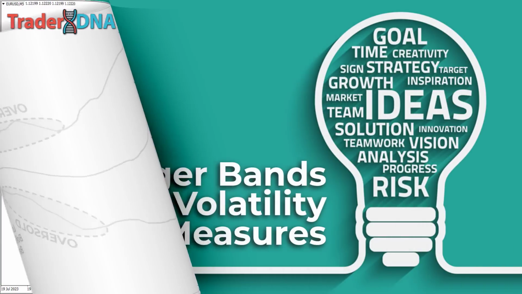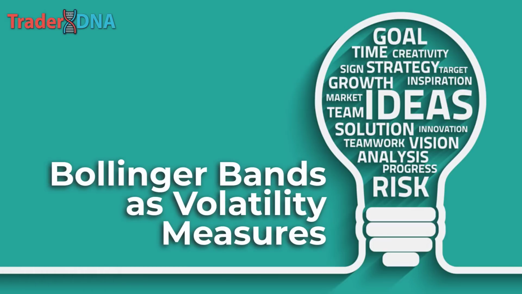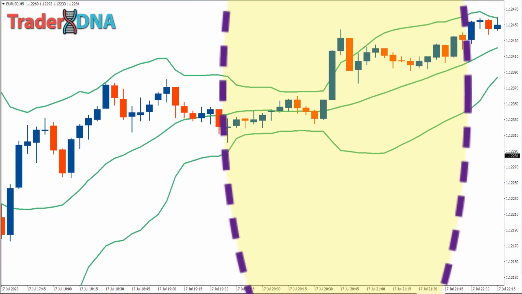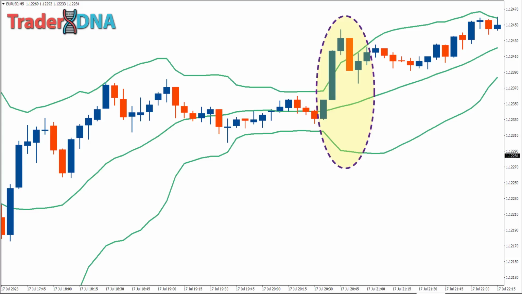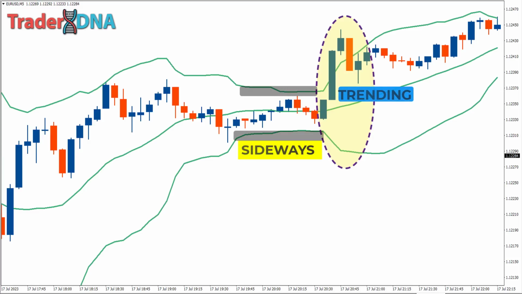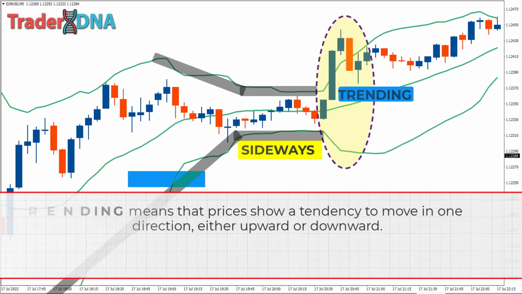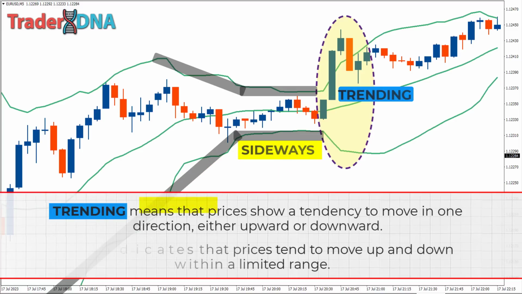Bollinger Bands as volatility measures. The market's volatility is reflected in the width of the bands. When volatility is high, the distance between the bands widens. This usually occurs when the market transitions from a sideways condition to a trending condition. Conversely, low market volatility is evident when the distance between the bands narrows, typically happening when the market changes from a trending condition to a sideways one. Trending means that prices show a tendency to move in one direction, either upward or downward. On the other hand, sideways indicates that prices tend to move up and down within a limited range.